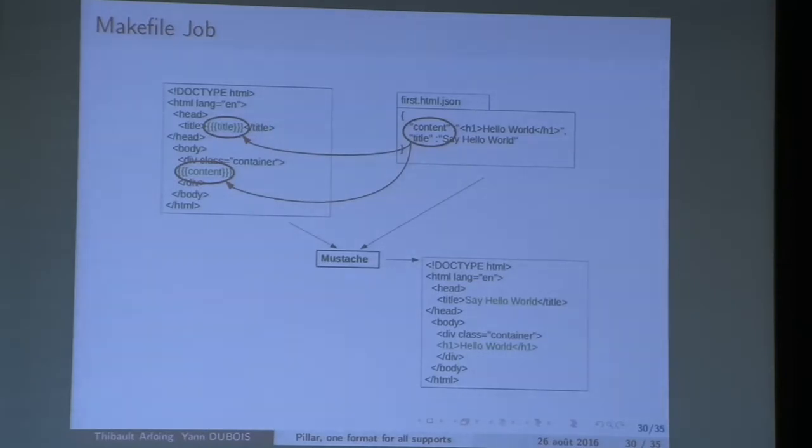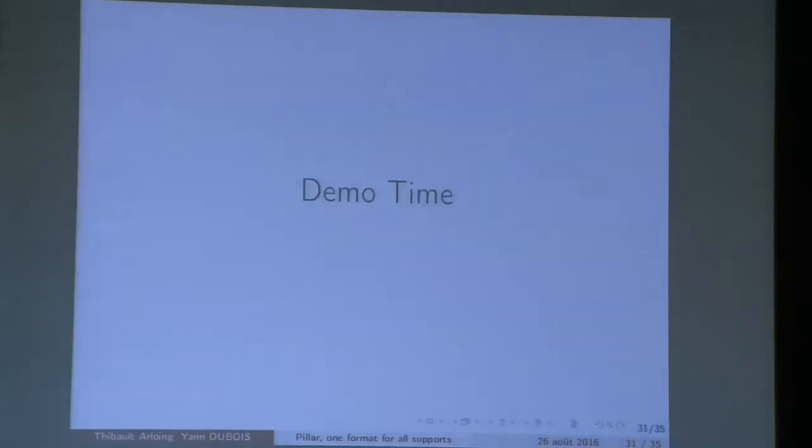A template system works like this. You have here the template, which is a file with holes, and here you have your JSON, and the template system, here Mustache, will plug the contents into those holes to produce the final file. So, demo time.